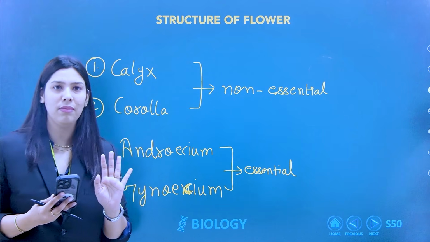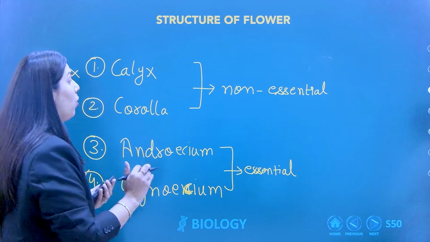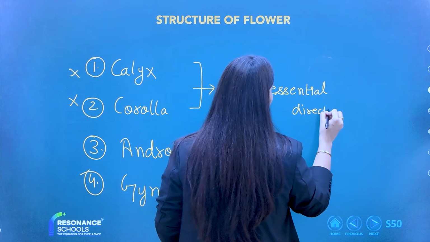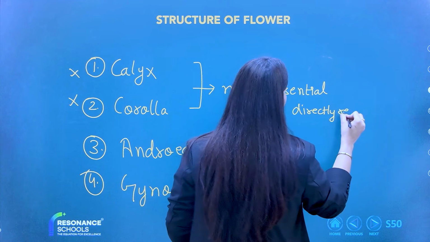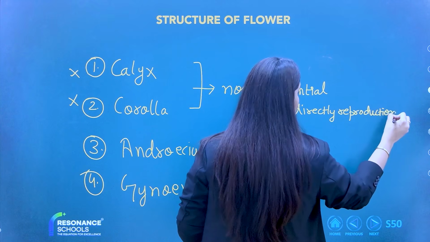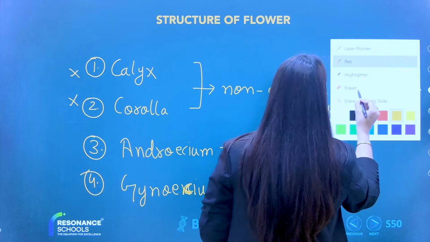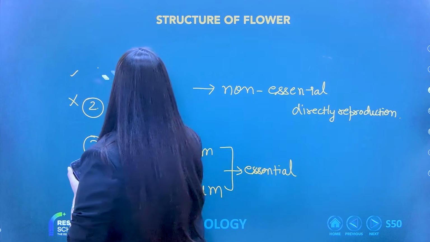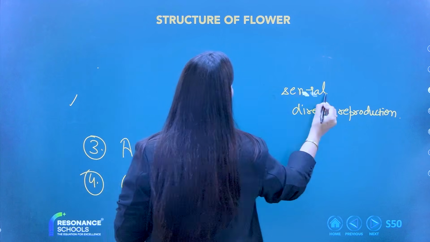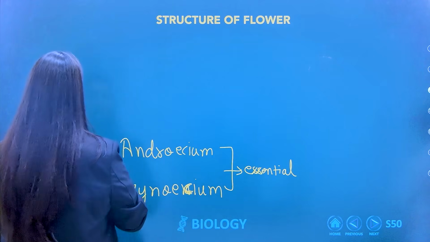You all have to tell me. Is it? No. See, they are not involved directly in reproduction. That's why we call them non-essential. But that doesn't mean they have no function at all. They have functions, okay? So up to here, you all are clear. These are the non-essential parts. They have no relation to reproduction. That's why they are the non-essential ones.